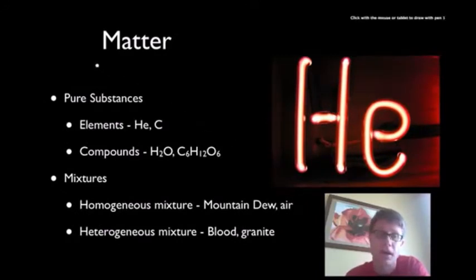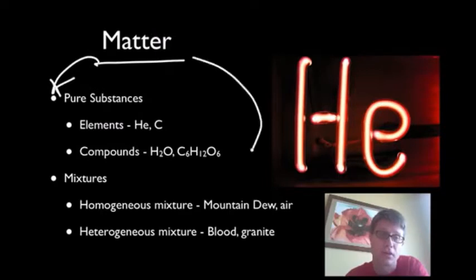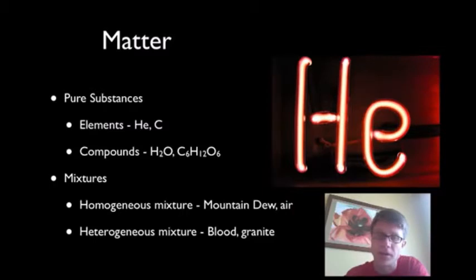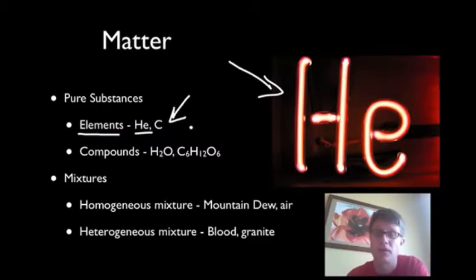What is matter? Matter can be broken down into two things: pure substances, and then it can be broken down into mixtures. And so everything you think of, from myself to the air that I breathe, is one of these things. The first one is going to be a pure substance. For example, this is helium gas. Helium gas is made up of only one atom, and so we call that an element. Carbon, for example, carbon in a pencil that you might be using, is also an element. It's only made up of one type of atom.